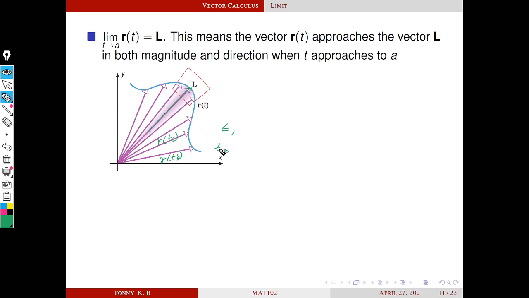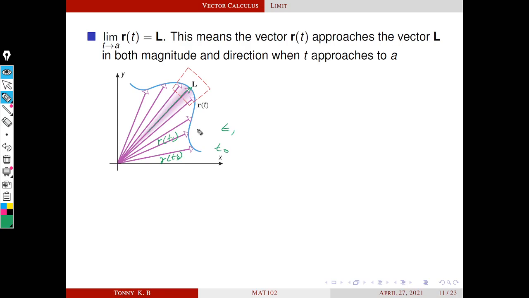So whenever t tends to a, our vectors r of t are tending to this vector L in both magnitude and direction. In this figure it is clear that r of t is tending to the vector L whenever t tends to a. Okay, so this is the idea of the limit. Next we have to formulate the mathematical definition which is equivalent to this concept.